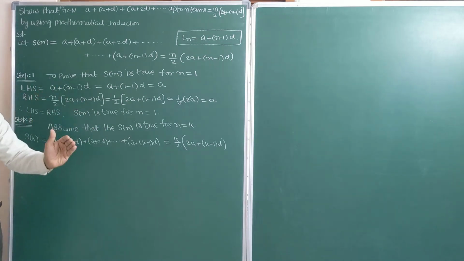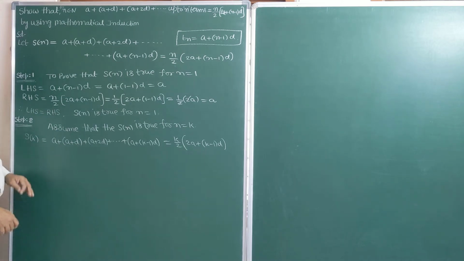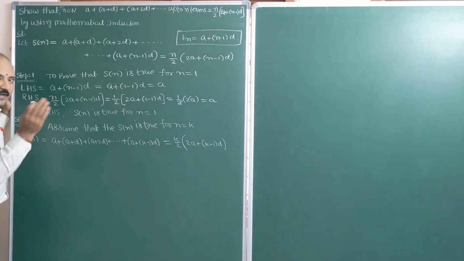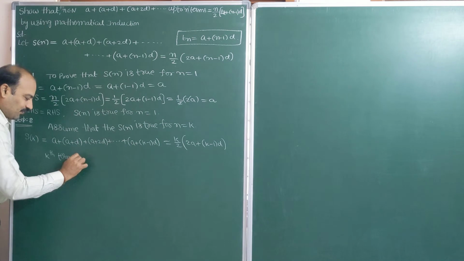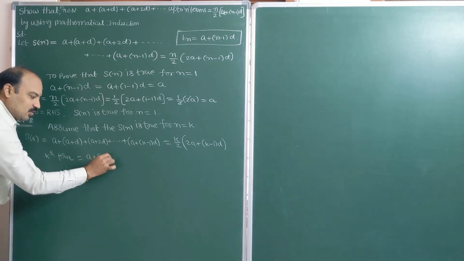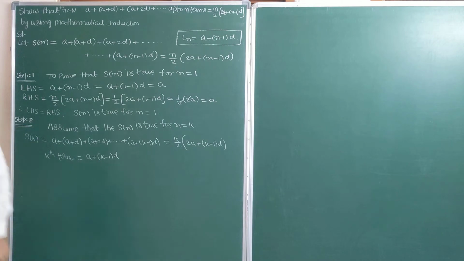When you are moving to the third step, we have to prove it for n equal to k plus 1. Before writing the third step, we need to calculate the k plus 1th term, dear students. What is the kth term in this? The kth term is this one, A plus k minus 1 into D. Are you able to see? Yes, absolutely. This is the kth term.